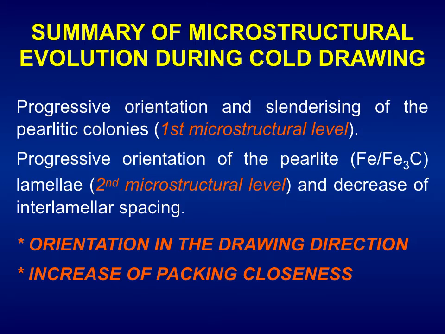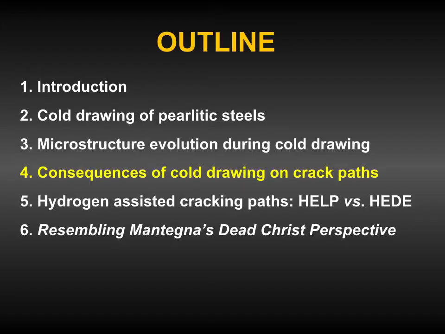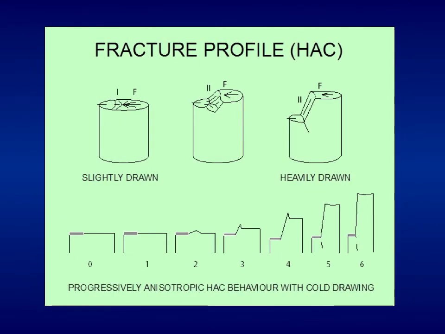Then, as a summary, we have orientation of the two microstructural levels in the drawing direction and increase of packing closeness. Let's go to the consequences of cold drawing on crack paths, fourth part of the presentation. Here we have the fracture profile in hydrogen-assisted cracking from slightly drawn steels in the left-hand side of the slide, middle part with intermediate degree of cold drawing to the most heavily drawn steels in the right-hand side of the slides. In slightly drawn steels or hot rolled material, we have fatigue propagation in mode 1.